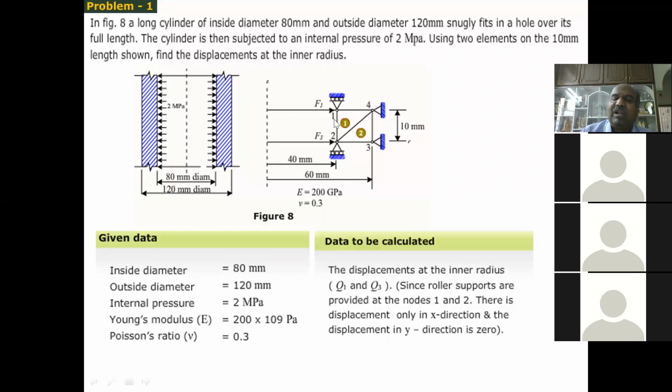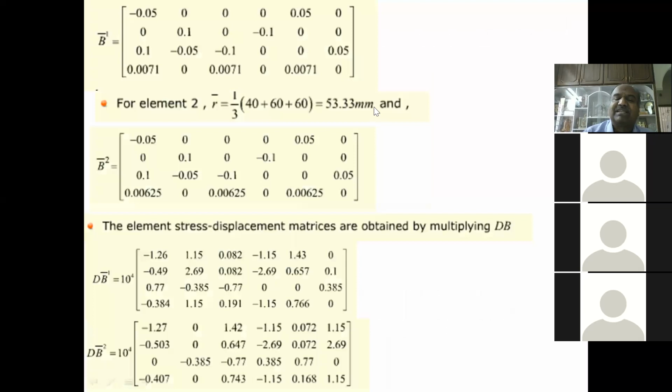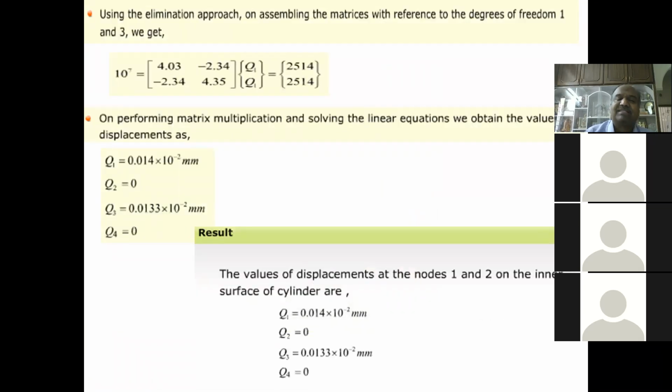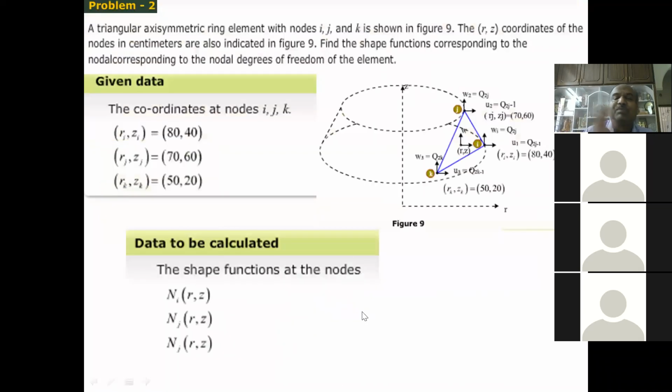And only two displacements are there here. One is Q1 exists here, Q3 exists. And here Q5, Q6 are 0, Q7, Q8 are 0. If you substitute those in the given matrix, finally you get only a 2 by 2 matrix. You can solve for that. So you have the displacement at node 1, displacement at node 3, remaining are zeros. This is the output for you.